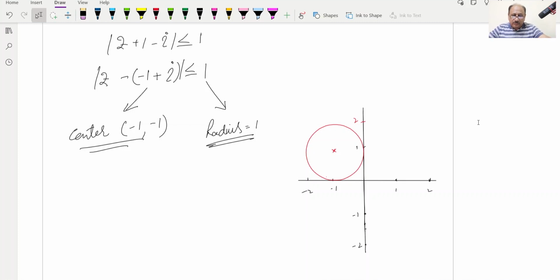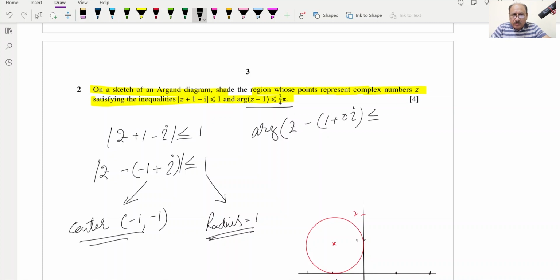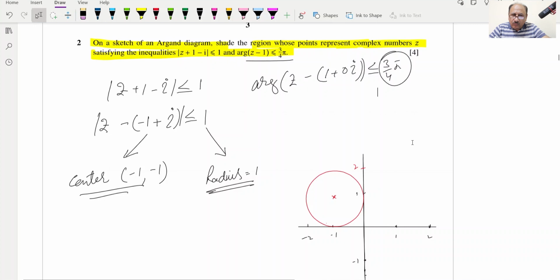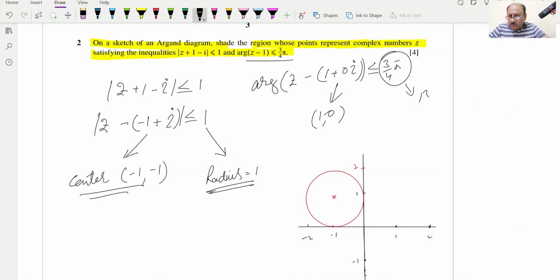And the other equation which we have: argument of z minus 1, so we can write minus 1 plus 0i, is less than or equal to 3 by 4 pi. And what is 3 by 4 pi? The center will be at 1, 0, passing through 1, 0. For the angle, we check 3 into 180 divided by 4, which is equal to 135, so 135 degrees.